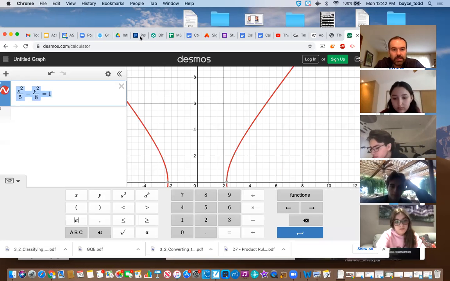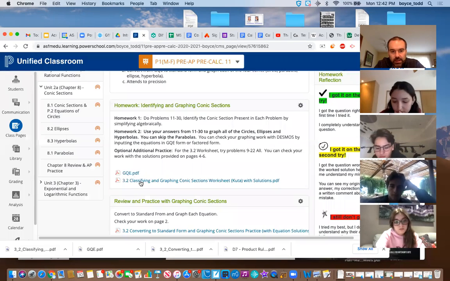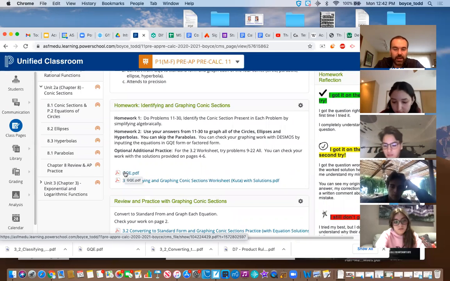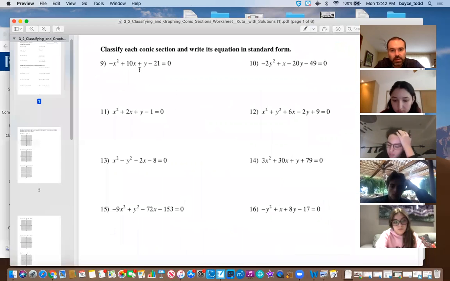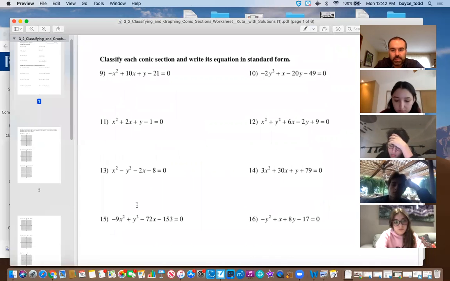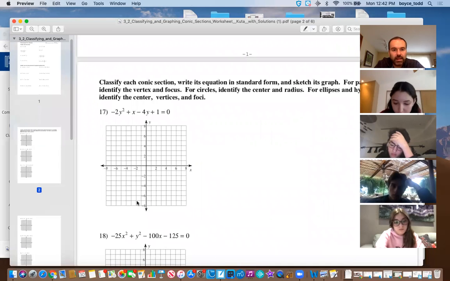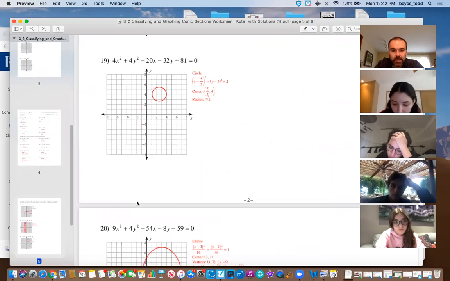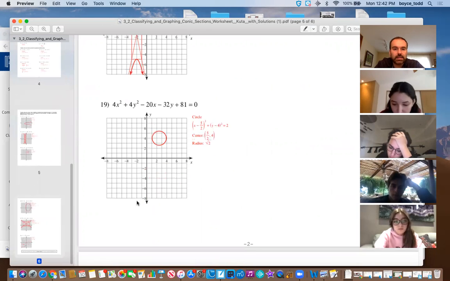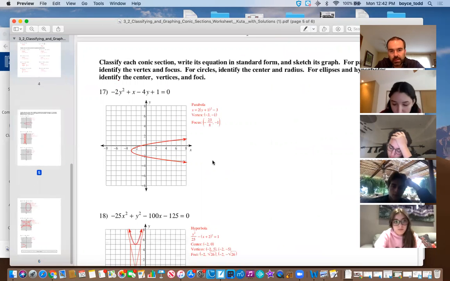In this 3.2, this is a good extra worksheet. So I would do 11 through 30, try to graph them. And then if you go to 3.2, this has some ones where you can do all the work to get them into factored form. And this also has some ones where it has the graphs and it has the answers down below. Okay, so this is good practice in terms of, it shows you kind of everything there.